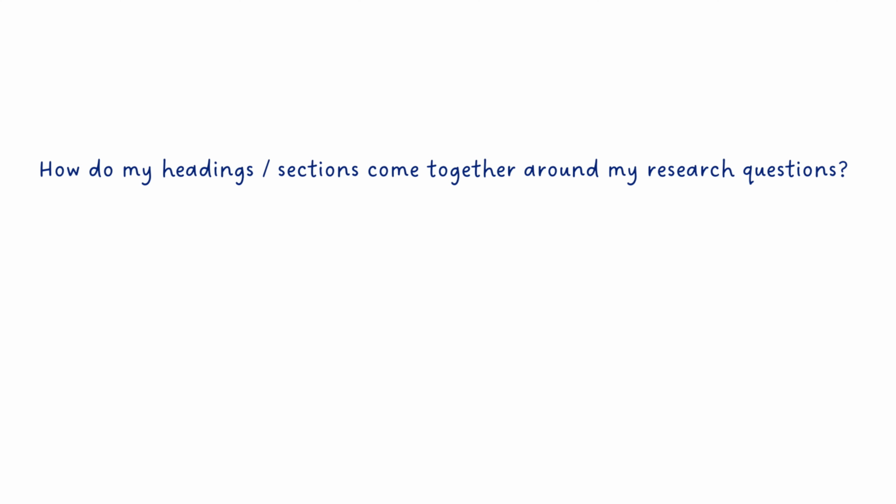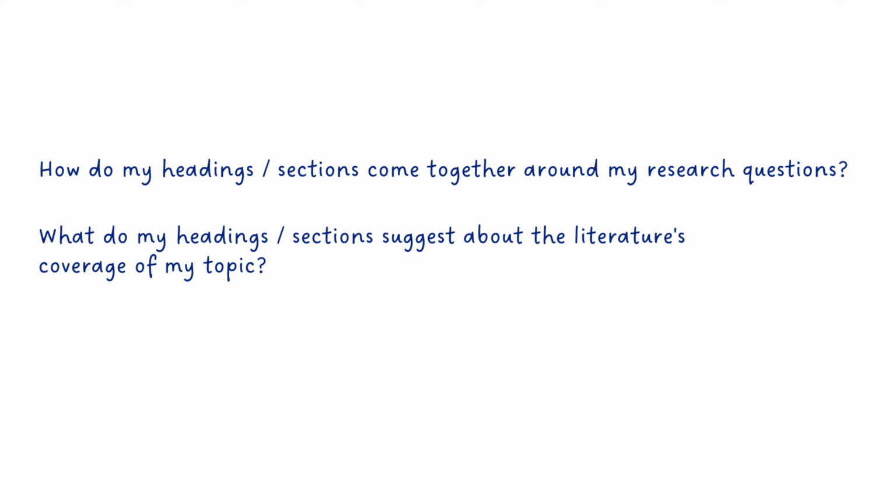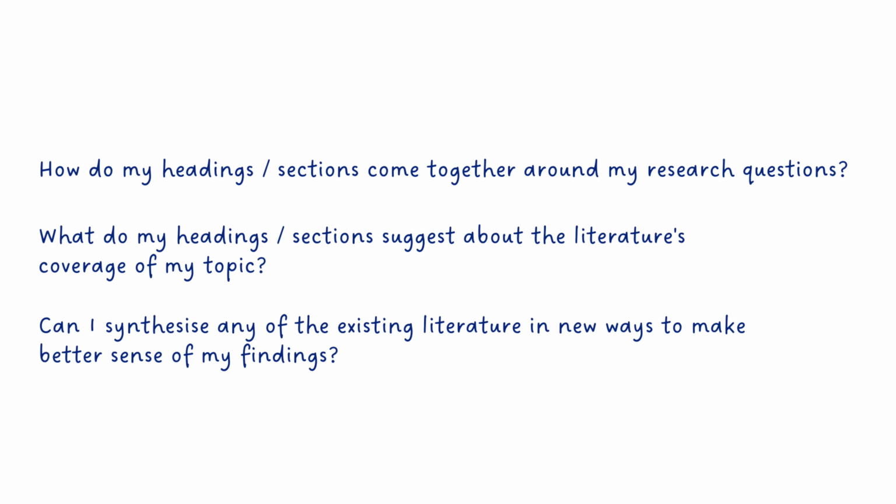After you've written up the individual sections, the individual headings, you will need to look critically across them. And when you're doing that, you need to ask yourself questions like this. How do all these sections come together around my research questions? What collectively do they suggest about the literature and its coverage of my topic? How might I synthesize some of the areas to better make sense of my findings?